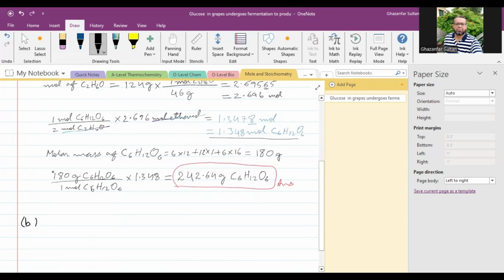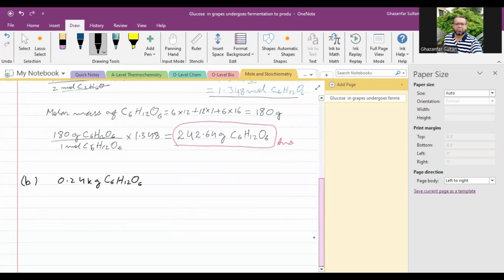In part B, you are given 0.24 kilogram glucose, and you are to calculate the mass of ethanol produced from this amount of glucose. So kilograms can be converted into gram by the factor. You have to remove kilogram from here, so kilogram should be in the denominator so that you can cancel it out.